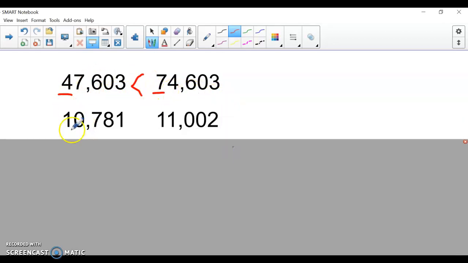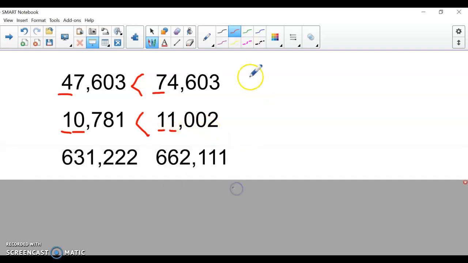All right. Let's look in the 10,000s. 1. Oh, and 1. So they're the same so far. Now I have a 0 in my thousands and a 1 in my thousands. That 1 in the thousands means this number is greater than. So we would say 10,781 is less than 11,002.